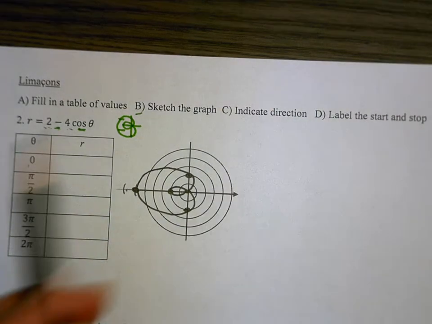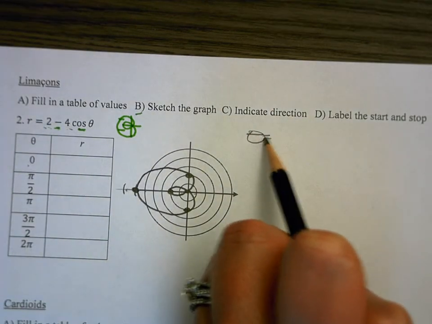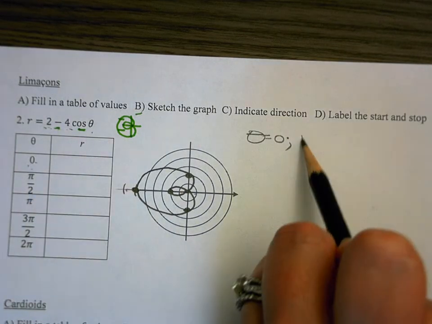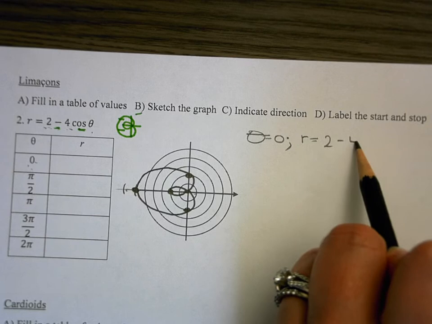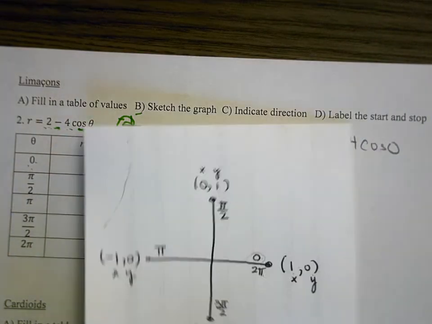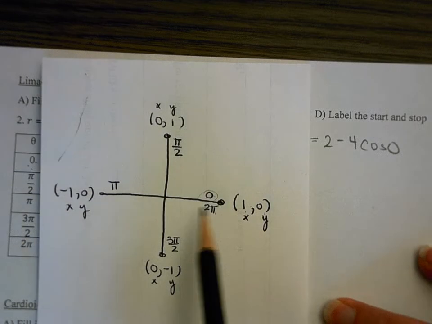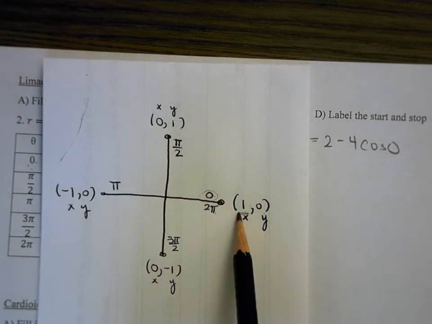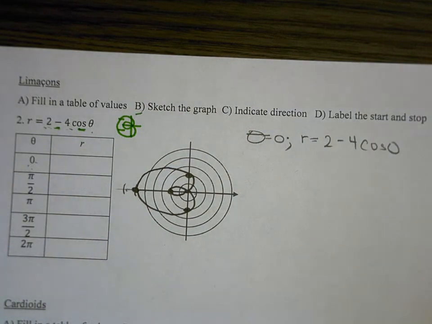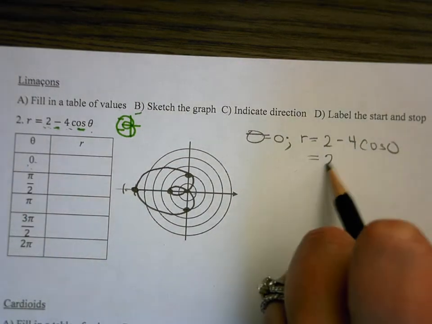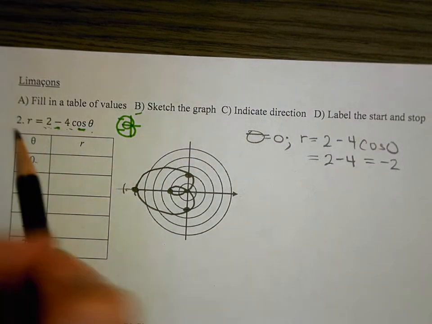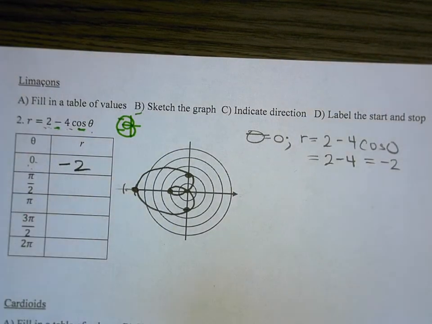So I'm going to do that work over here. So theta equaling 0. So replace theta with 0. So I would have r equals 2 minus 4 cosine of 0. Replace theta with 0 and go to my handy-dandy unit circle. So at 0, cosine is my x, so that would be 1. So that'd be 2 minus 4 times 1, of course, is 4, so that would be negative 2. So when theta is 0, r is negative 2.